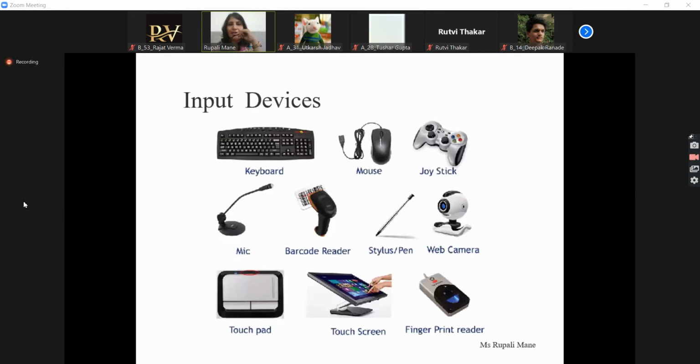Then these are nothing but the input devices: keyboard, mouse, joystick, mic, barcode reader, stylus pen, web camera. So these are some of the input devices you might be knowing. Yes. Interrupt data signal, meaning what an interrupt is, that I will explain.